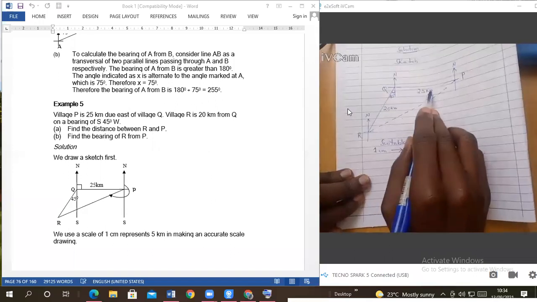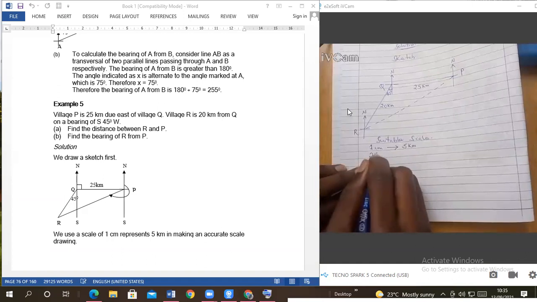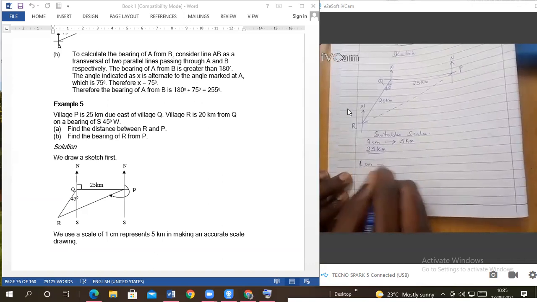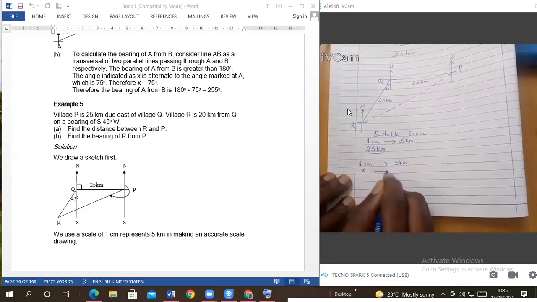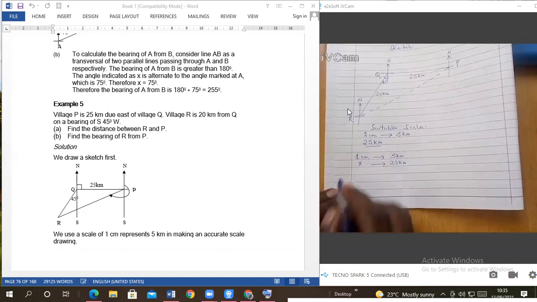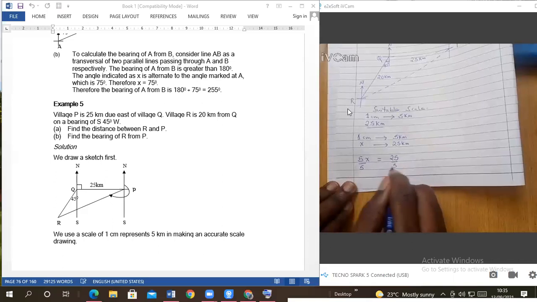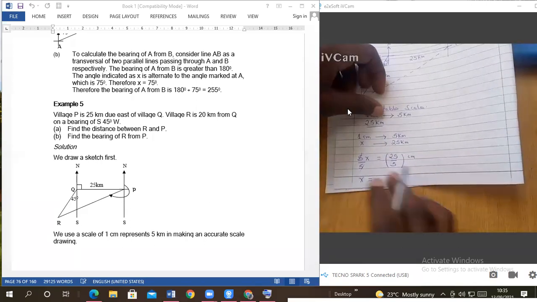So now we have to convert 25 kilometers into centimeters using our scale. Let's start with the 25 kilometers. Our scale was 1 centimeter representing 5 kilometers. This one we don't know, we put it X, must represent 25. Then we cross multiply. So when you cross multiply, you get 5x equals 25. Then we divide all through by 5. The answer we are getting here must be in centimeters.